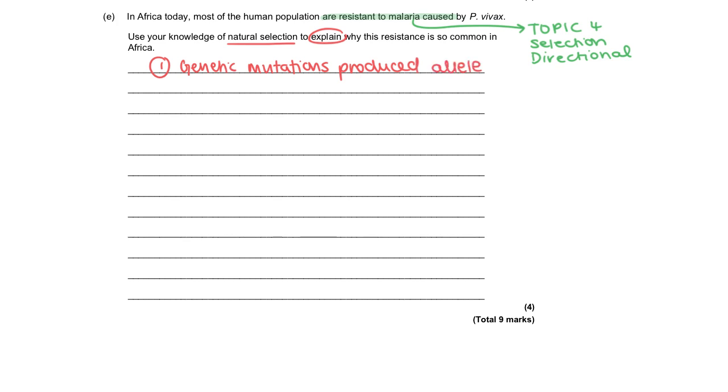And if you wanted to, you could specify that that allele is for PVVAX resistance, but you don't have to. The second mark then is to say that this allele, not the gene, okay, it's a variation of a gene, means that those carriers are less likely to be infected or to get malaria or to get PVVAX.